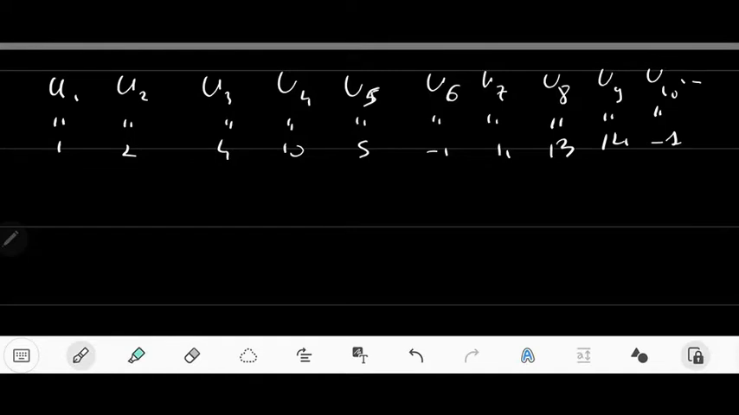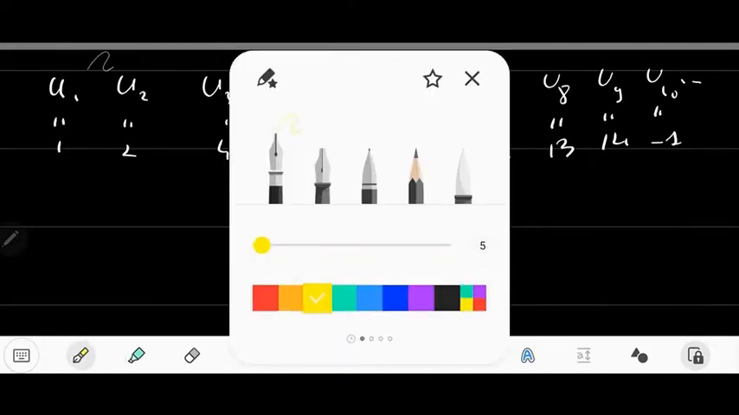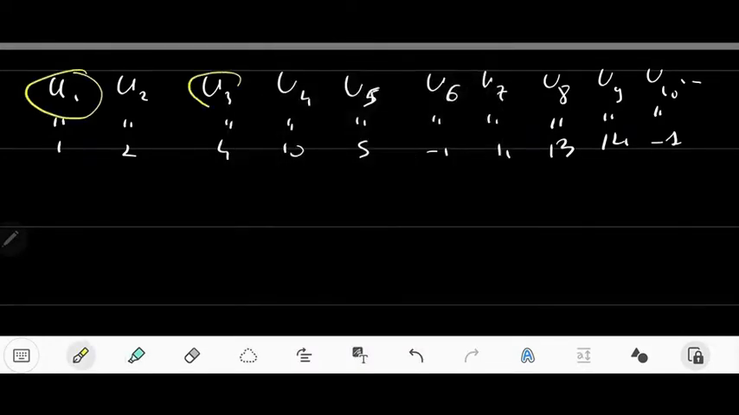But to extract the sequence, I will follow some rules. First, I will select terms with an increasing pattern. So I cannot select, for example, U1, U4, then U2. No, I need to be increasing all the time. When I say increasing, I'm talking about the index of the sequence that should be increasing, not the numbers in here. So I will take, for example, U1, then U3, then U4, then U5, then U7, then U9, etc. So I'm taking according to a pattern.